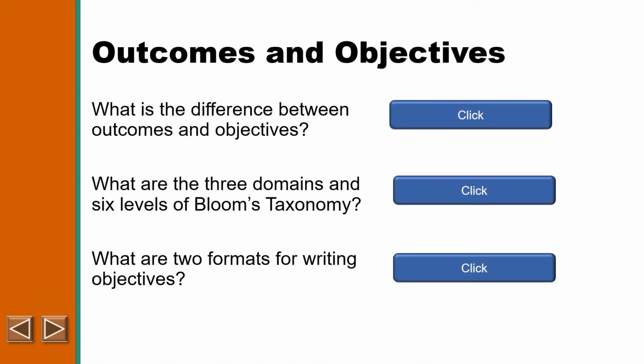So the 3 things that we'll look at moving forward are what is the difference between outcomes and objectives, what are the 3 domains and 6 levels of Bloom's taxonomy and how to use those with objectives, and then what are 2 formats that can be used for objectives.